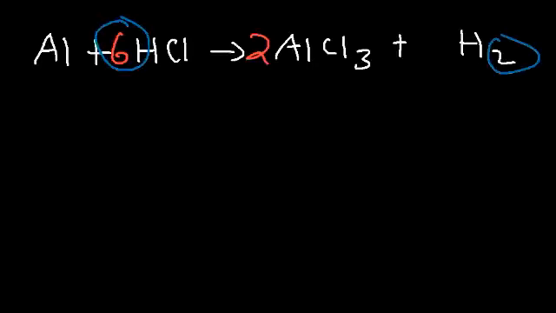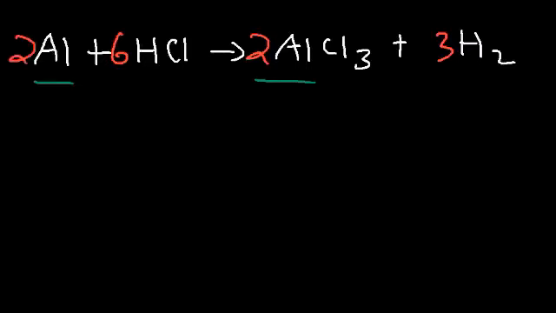6 divided by 2 is 3. So we need to put a 3 in front of H2. So we have 6 hydrogen atoms on both sides. Now we have 2 aluminum atoms on the right side, but only 1 on the left side. So we need to put a 2 in front of Al. So now the reaction is balanced. This is the answer.